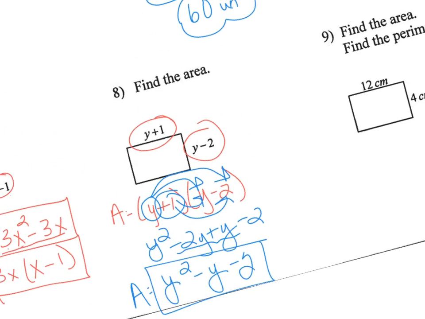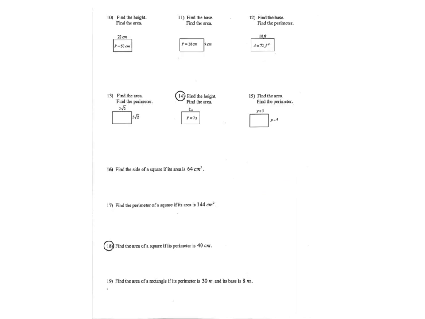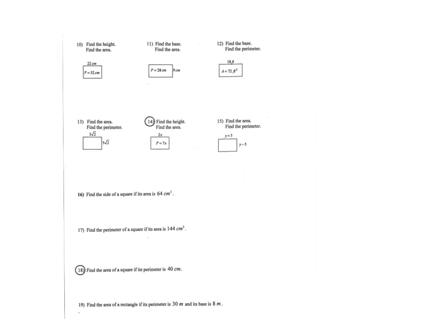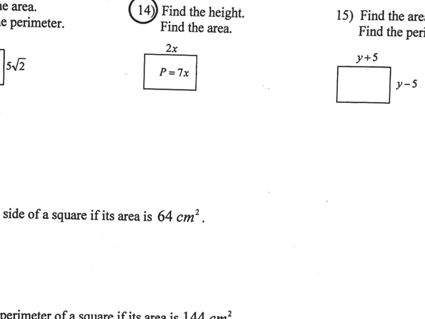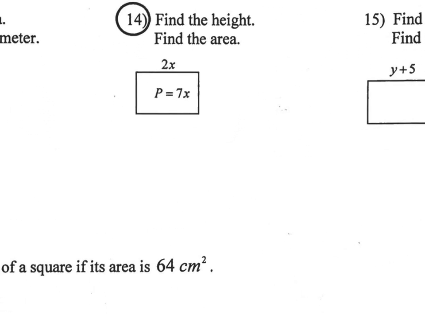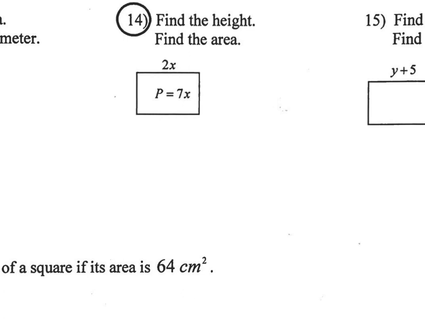Isn't there? Let's see. In the next page, you will see that we have circled some to do together. We have number 14. So if I go to 14, I will blow it up so you can see. Find the height and find the area. Now they give you the perimeter.